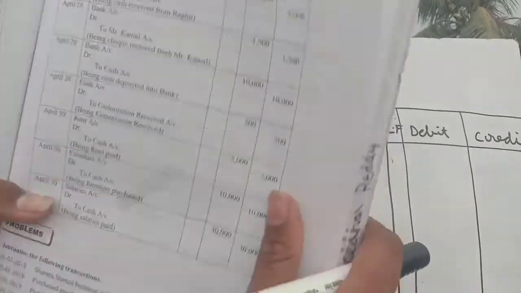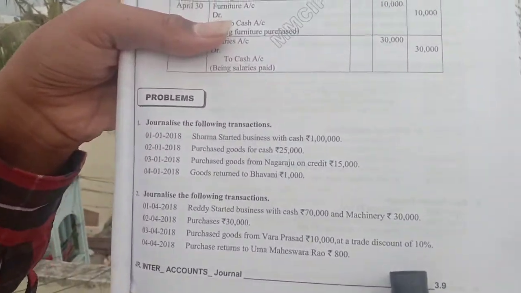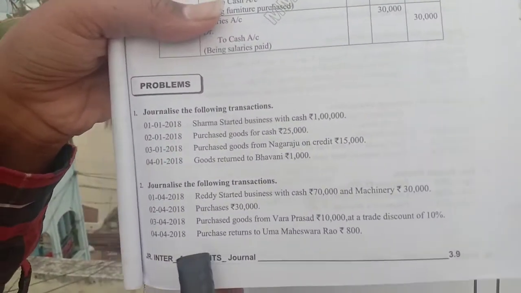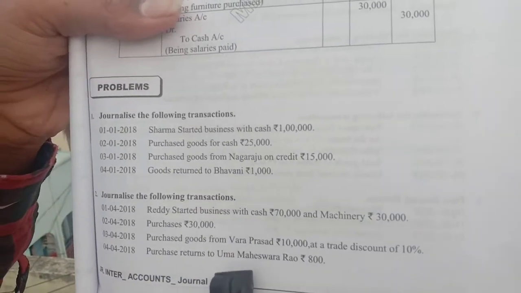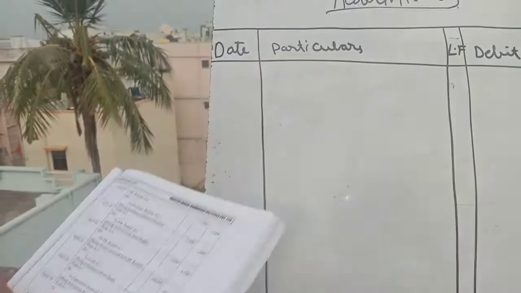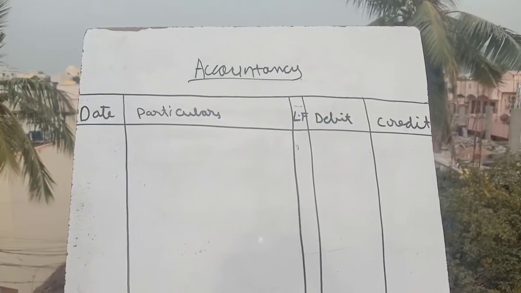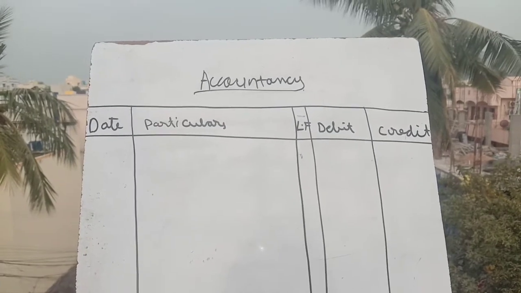So here friends, we have got a new point, that is trade discount. We will discuss this in the problem. Then, purchase returns to Uma Maheshwar Rao. Here the purchase returns has been directly given. So let's start the problem. Here I have already drawn the format of a journal. So the first transaction is Reddy started business.